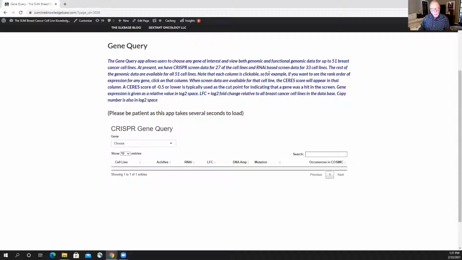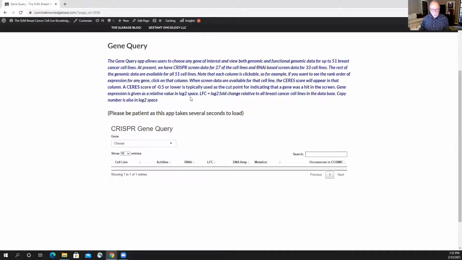Because in this particular part of the website, we're using data from the Han Lab and DepMap portal, they use an algorithm called CERES to analyze their genome scale screen data. And what you should understand is that anything you see that has a CERES score of -0.5 or less is considered to be a hit in the screen. So the more negative the number, the stronger the hit in the screen, the more essential that particular gene is in that cell line. We also have copy number data and gene expression data.